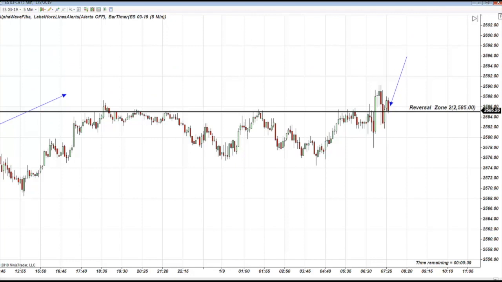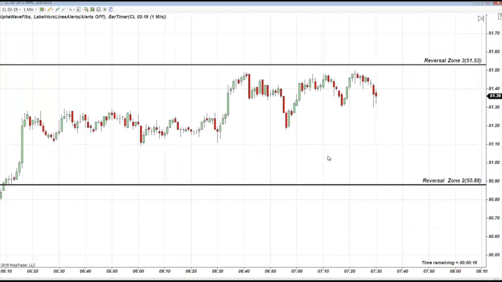Here's oil. Oil news at any moment, traders. This is key Fibonacci resistance that's been present in the trading room for the last week in a play in front of you right now on oil 1-minute chart. Oil news at any moment.